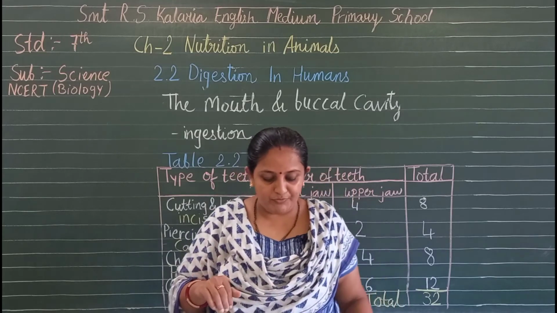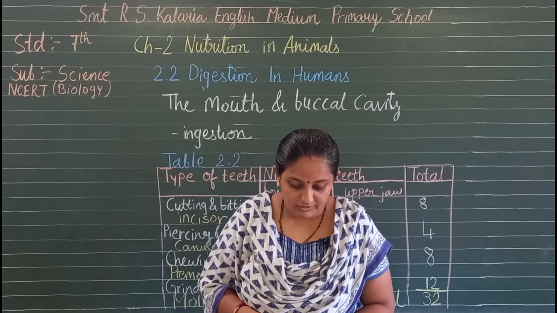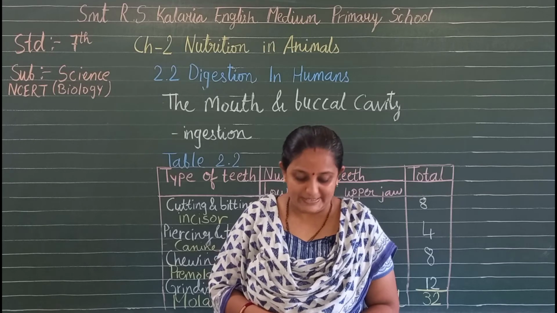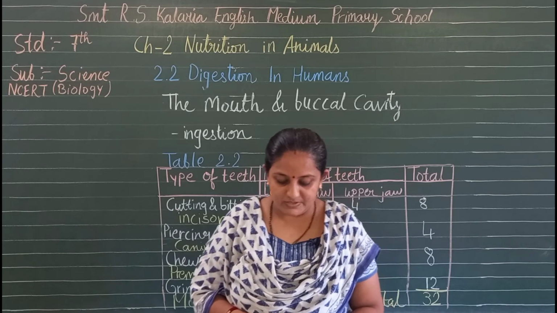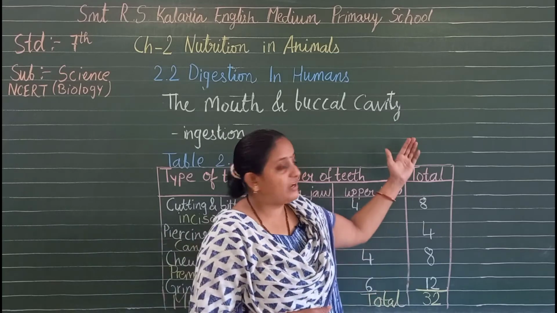We chew the food with the teeth and break it down mechanically into very small pieces. Now each tooth is rooted in a separate socket in the gums. You can look at the figure also.